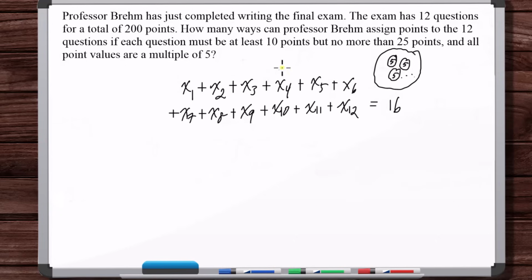What we're going to do is start by solving for the case where there's no upper limit. So what's that going to be? Well, it should just be the combinations with repetition. So we're going to have the 16 tokens laid out, and we're going to be choosing from the 12 bins with repetition. So you could assign all 16 tokens to X2 if you wanted, right?